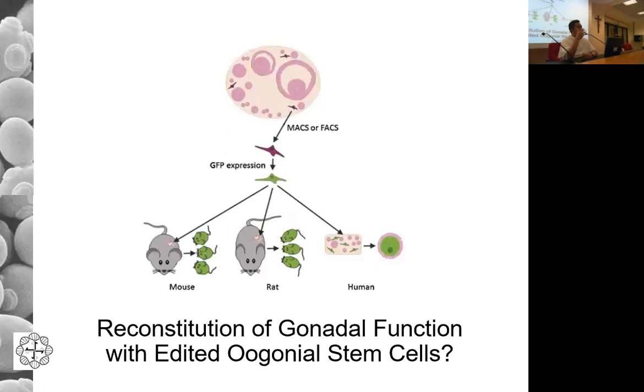So this is the idea, that if you wanted to genetically edit the germline, you would change the sperm and the egg by changing the stem cells in the testicles and in the ovaries.